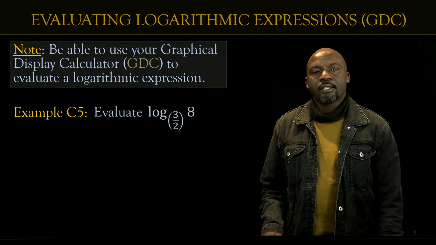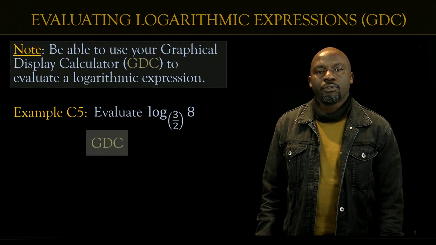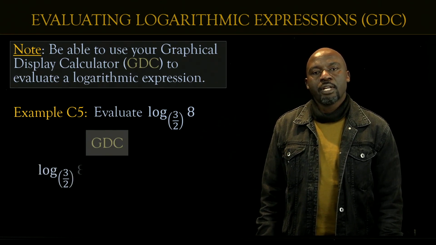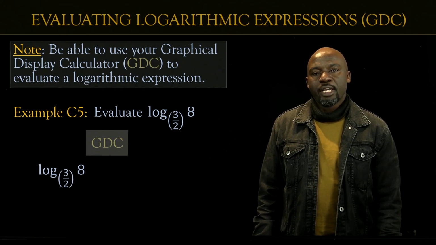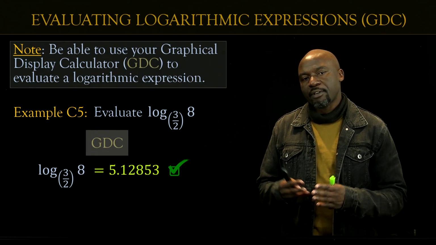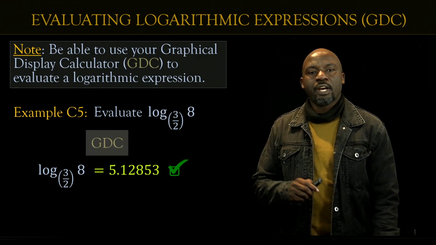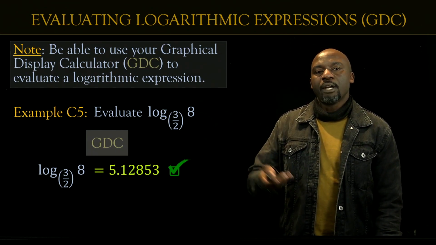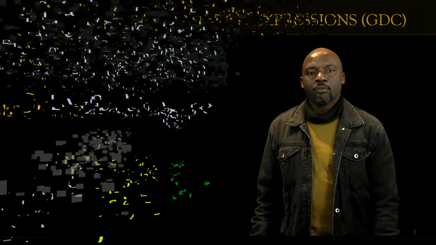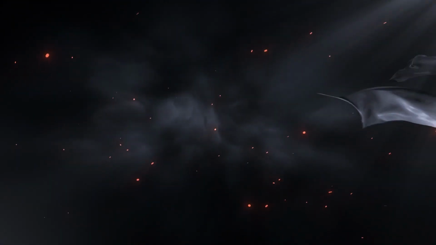If you've done this correctly using your graphical display calculator, you should end up with the log to base 3 over 2 of 8 being approximately 5.12853, and that is only to 5 decimal places. Your calculator might have a float that gives you more than 5 decimal places. That is fine. But this is the answer to 5 decimal places. Okay? Let's move on.